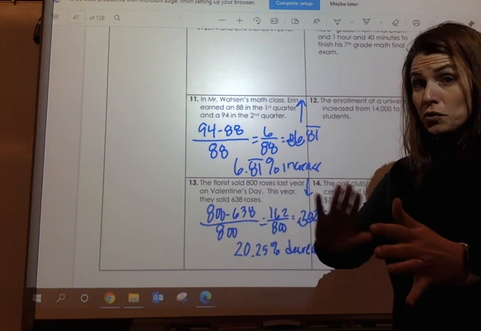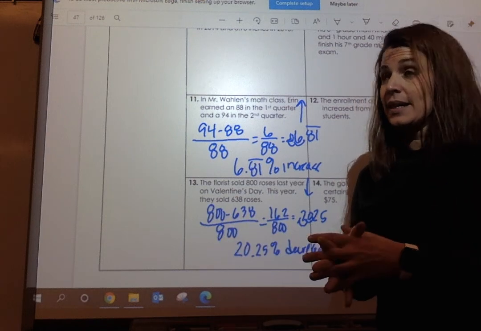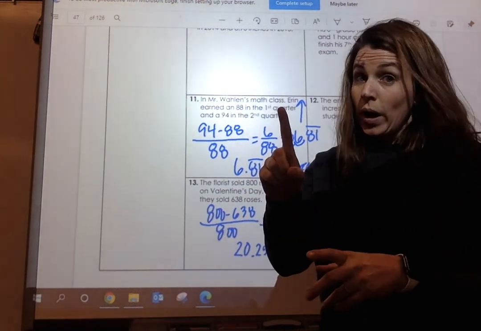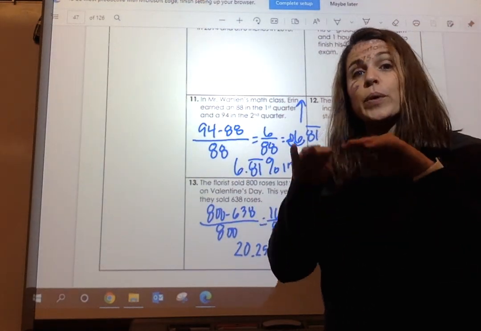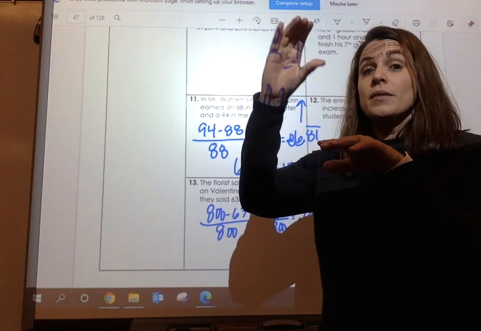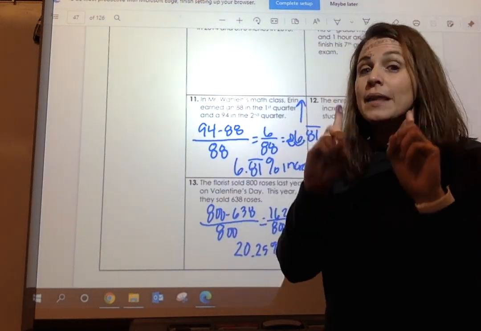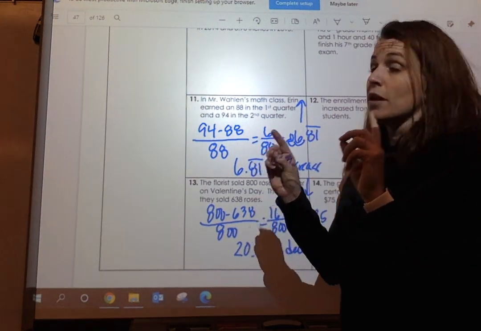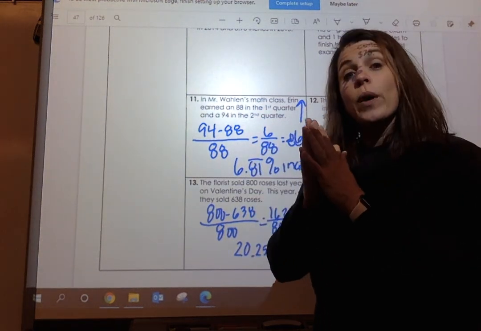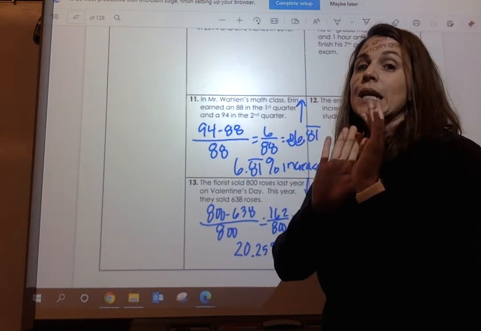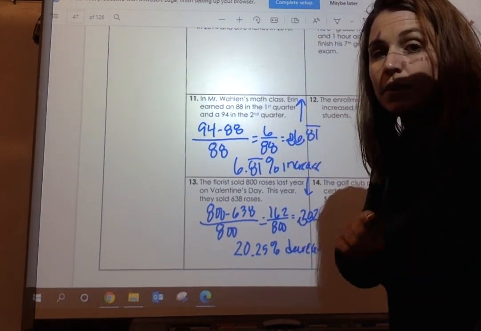Okay? So the big takeaway here from this lesson is that, number 1, percent of change is a ratio. We look at what it compares: the difference over the original amount, and you must have language associated with percent of change. Whether it's increasing or decreasing, you gotta have that language. Come see me if you need some help.